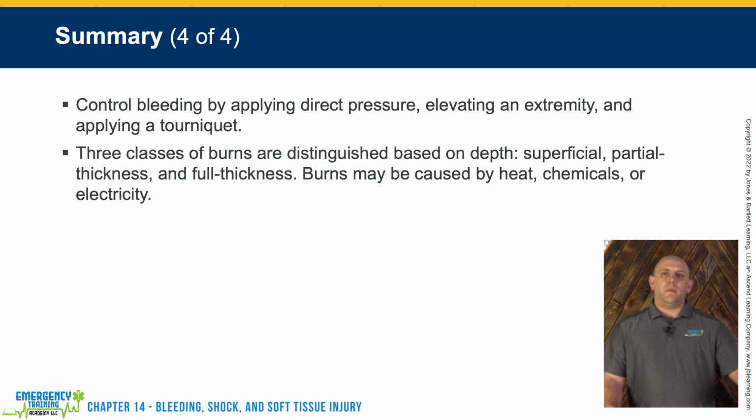And then lastly, remember the three types of burns. They're based on the depth of the burn. So our superficial burns, that redness, that is our first degree burns. We have our partial thickness, that is including deeper parts of the tissue. We may start to see blistering on these patients. That is our second degree burns. And then we move into our third degree burns, which are full thickness. Burns can be caused by either heat, chemicals, or electricity.